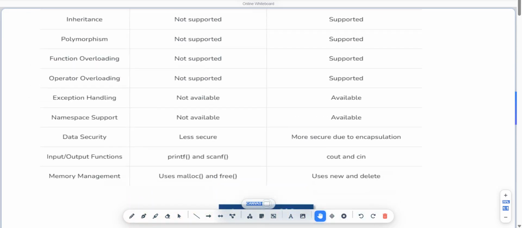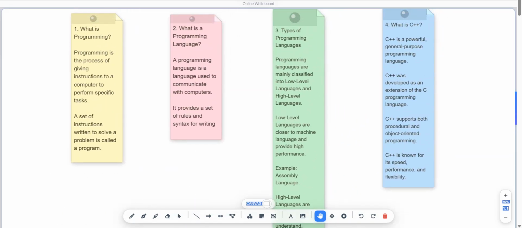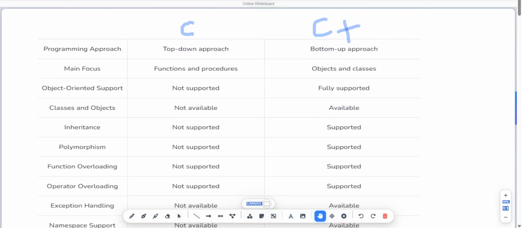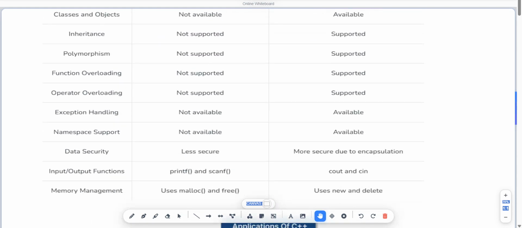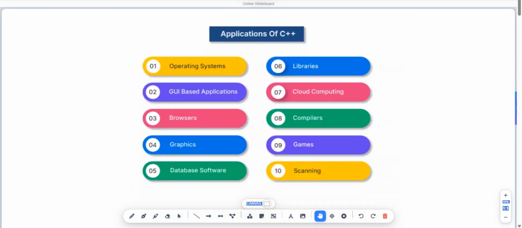Okay, in this video we have discussed what is programming, what are the programming languages, what types of programming languages, what is CPP, what are the differences between C and CPP, what are the features of CPP, that is inheritance, polymorphism, function overloading, operator overloading, exception handling, namespace, data security, encapsulation. These are some of the features of CPP, and these are the applications of CPP. Okay, I hope you have some information related to C++.